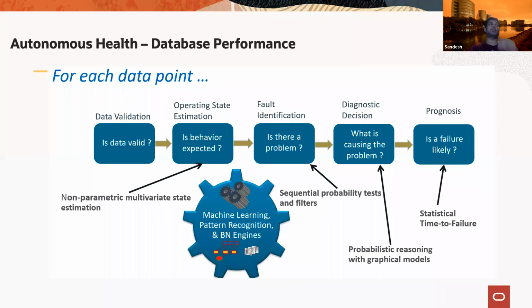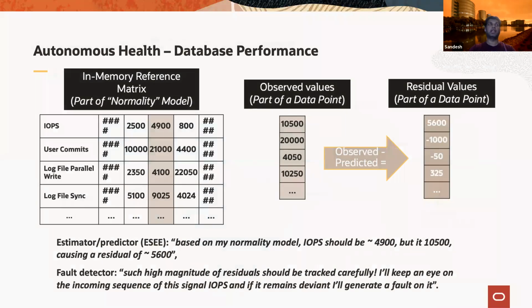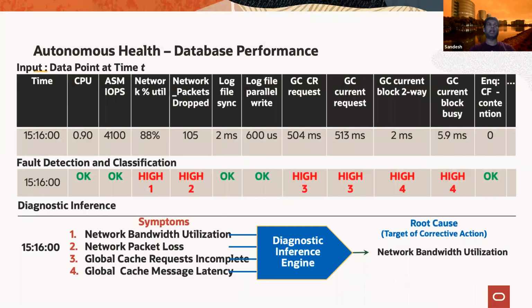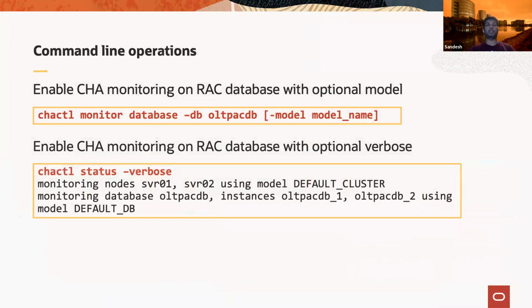The estimation is called non-parametric multivariate state estimation. I've tried to put some explanations in this, but think of it this way. Whatever you observe, if it's not normal, it'll calculate a residual value. Based on that, the fault detector will let you know if something is right or wrong. Then it classifies them, saying, hey, these are way too high. And it says, if these are the various things that are happening, then this is what can be causing a problem. But as DBAs, how do you use this machine learning?